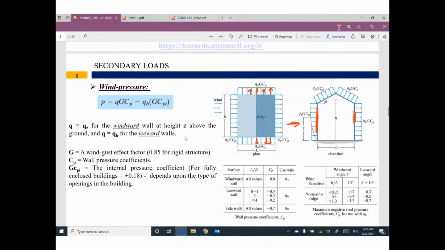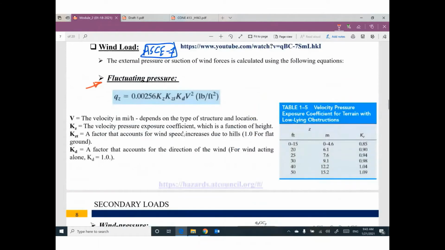How can I calculate the wind pressure? We have two steps. The first step, we have the fluctuating pressure value, qz equals 0.00256 Kz Kzt Kd V squared. Kz is the velocity pressure exposure coefficient, which is a function of height based on this table. If you give me the height of the building, I can give you the value of Kz.